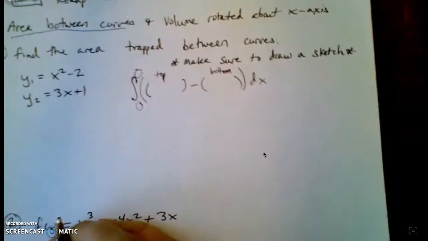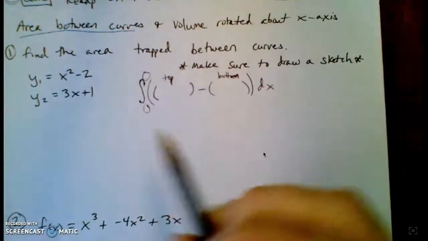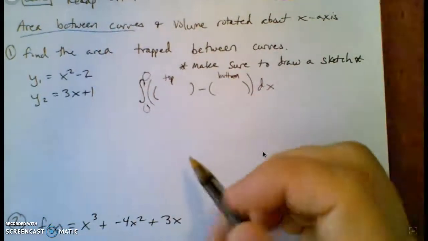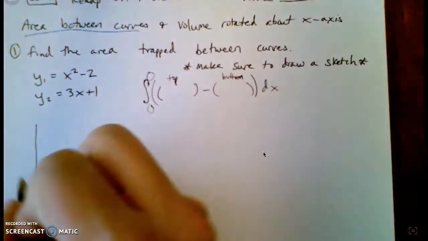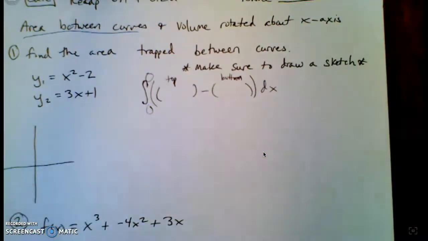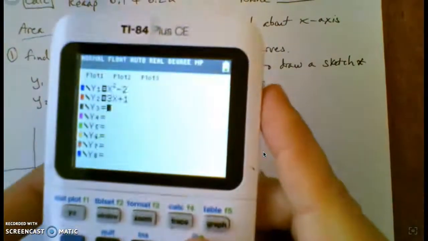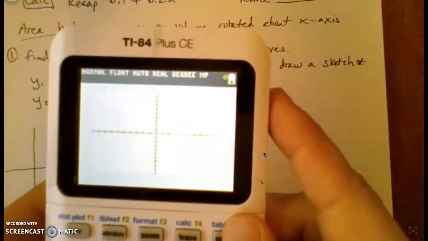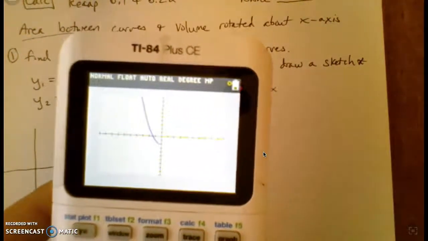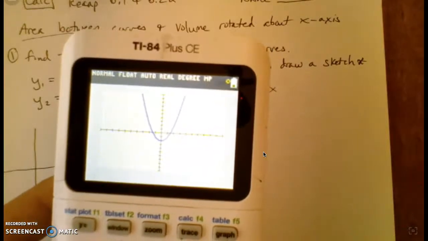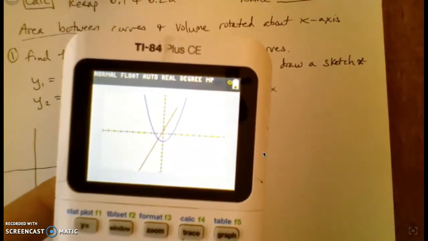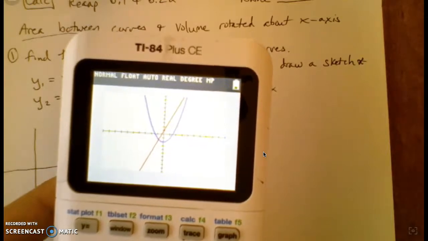So let's deal with, actually, you need a picture for either one of those cases. That's the thing you got to do with these. Otherwise, you don't know which graph is on top, really. So for this problem, I'm going to graph both of them. And I'm trying to find out two things. One, which graph is on top? And two, where do they meet?